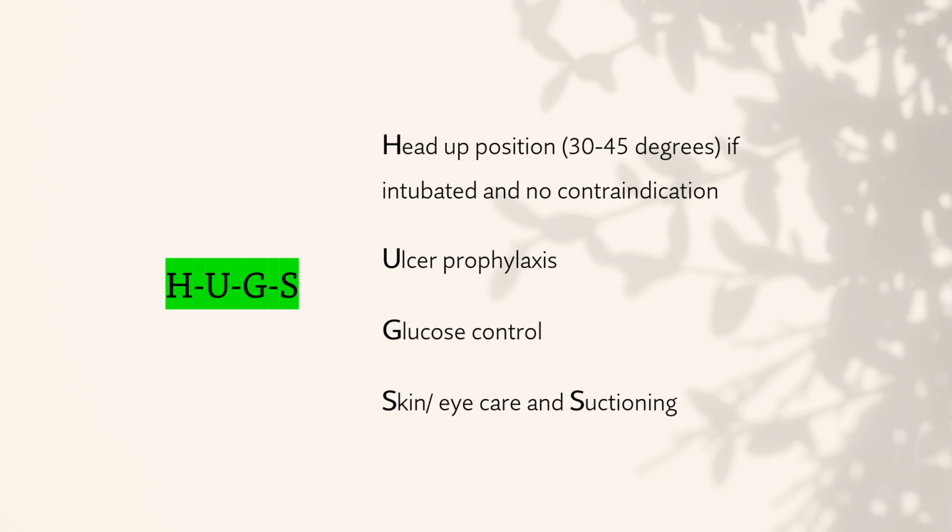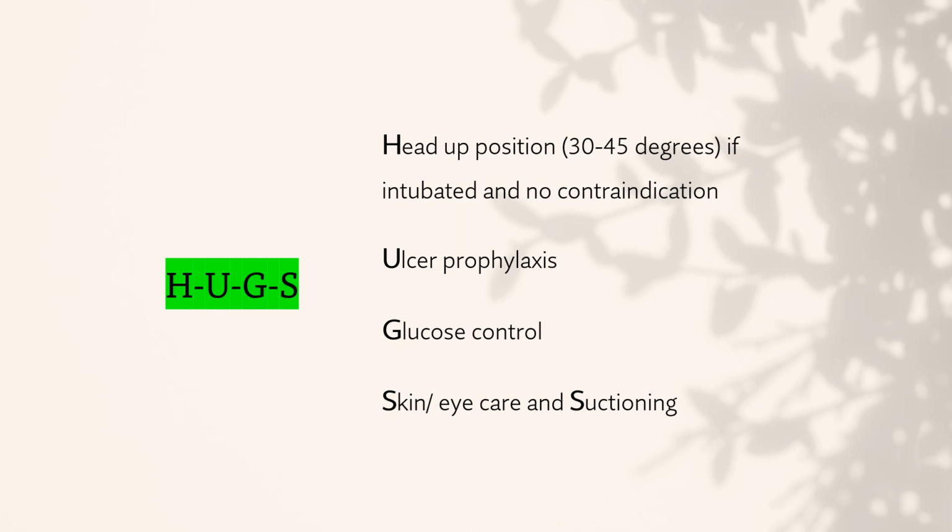U means ulcer prophylaxis. Check what the risk of stress ulcer is, whether the patient is severely ill and on vasopressor, whether the patient is in respiratory failure and on a mechanical ventilator, or has neurological injuries and is unconscious, or is receiving non-steroidal anti-inflammatory drugs. G means glucose control.